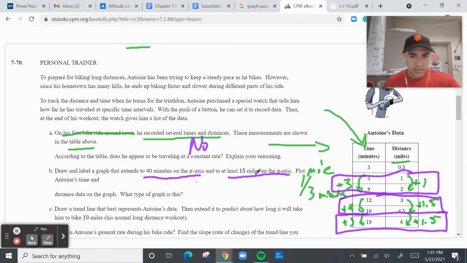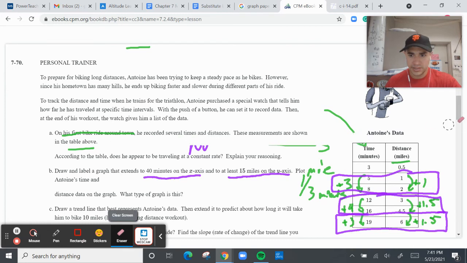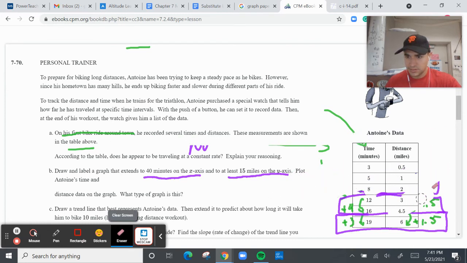All right, plot Antoine's time and distance on the graph. So we're going to go ahead and clear, I don't want to clear it because I don't want to remove anything that I need. So I'm just going to go ahead and plot these.